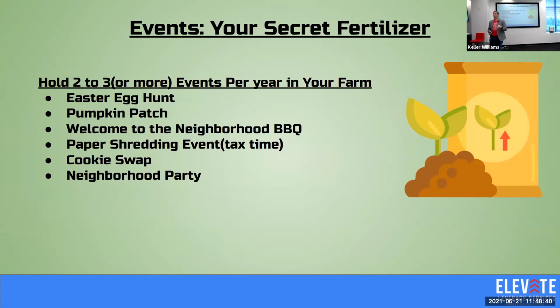And the recommendation would be at least 2 of these in your farm to become that dominant agent. But if you can get more, that's even better. So just some ideas that I've seen used around those would be an Easter egg hunt, where if you've got a common area or a clubhouse or something like that, you can host that. Again, hopefully as things continue to open up.